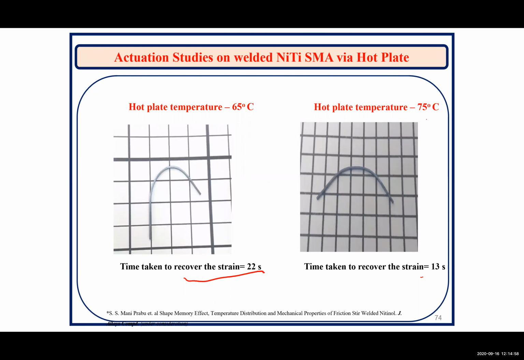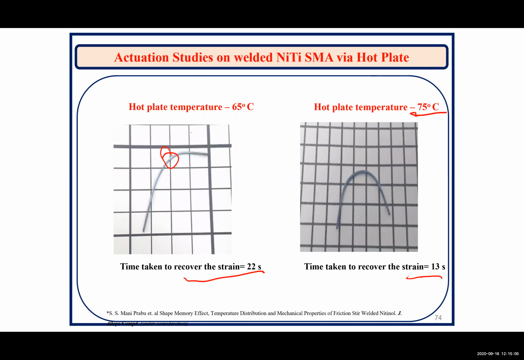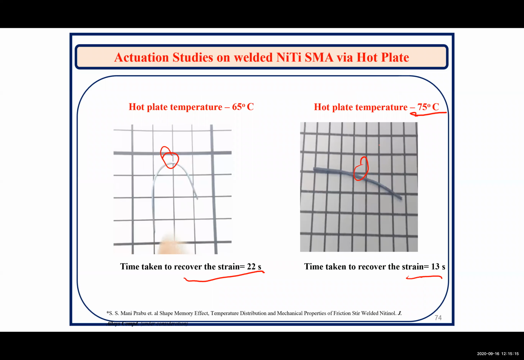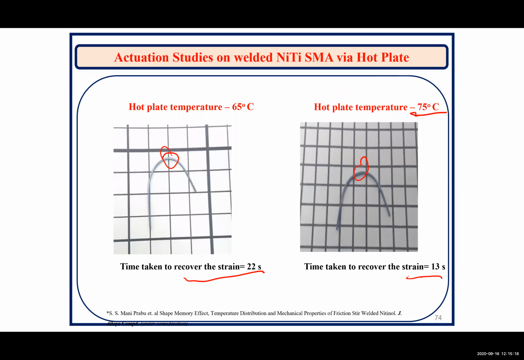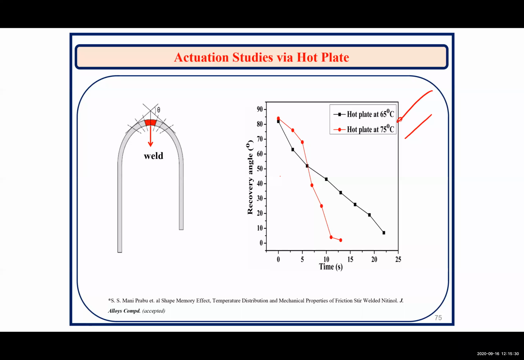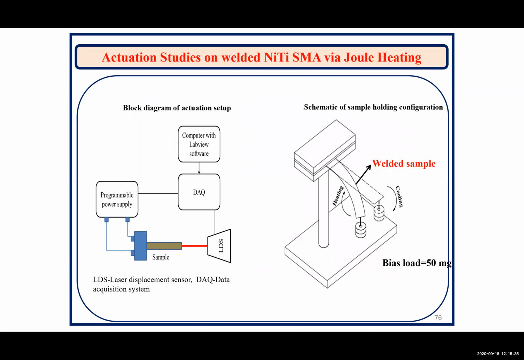So we got a higher strain, and this is where exactly your weld joint is available. So in fact, during your actuation behavior, your weld was not getting disturbed. So that was an interesting thing which we could achieve using these kind of systems. Okay, so this is how we have studied the actuation studies using a hot plate. So in this hot plate, this is the overall behavior, and we were trying to look into the welding characteristics of it.